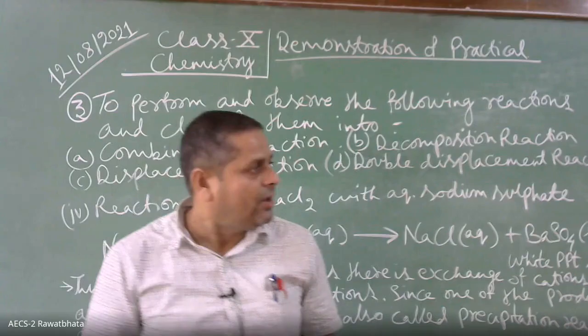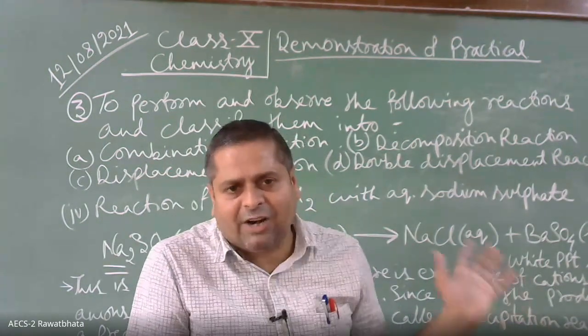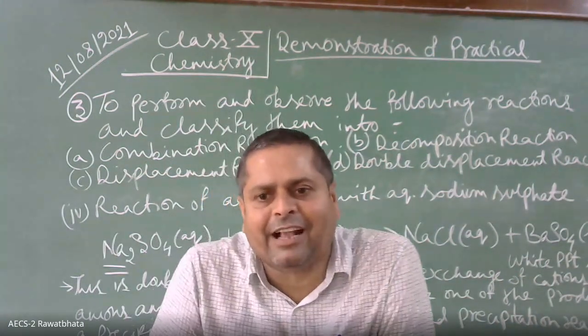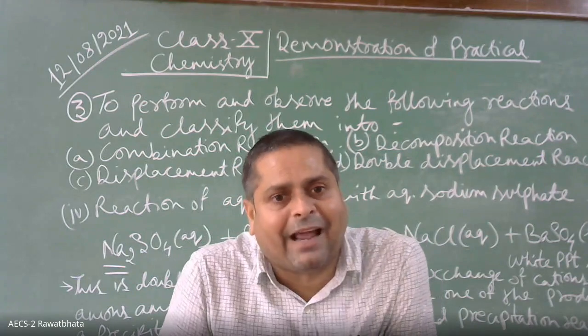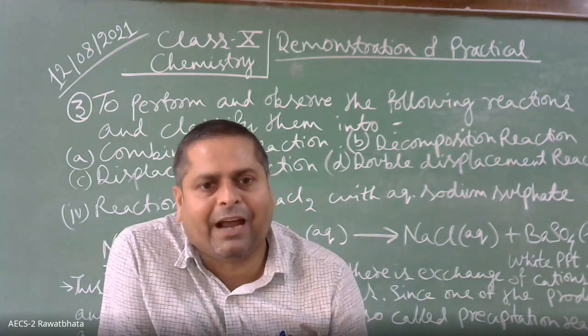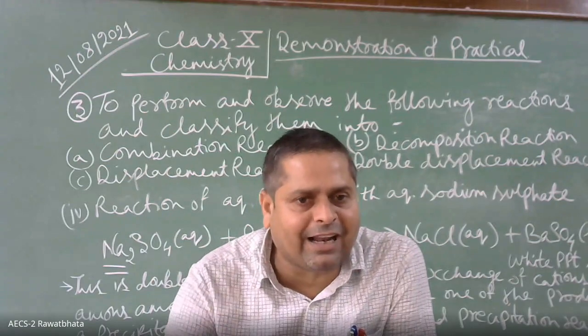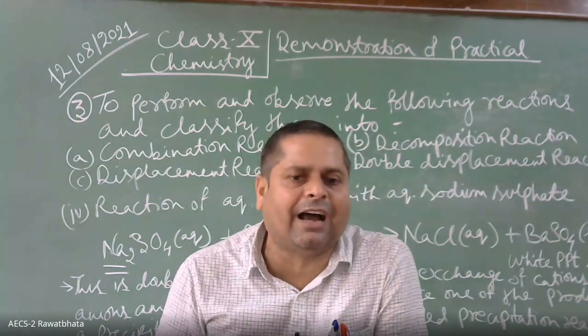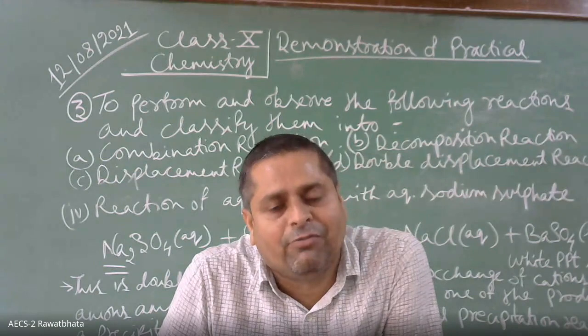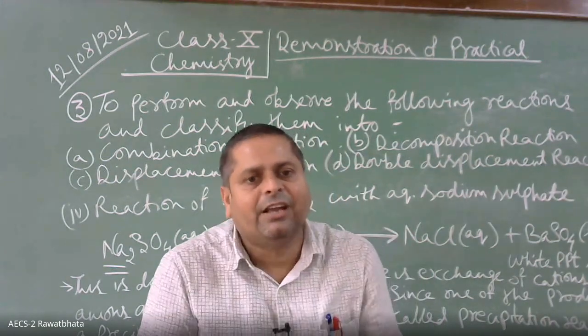Okay, children. So with this, we have finished this third practical. In the next class, we'll take up the fourth practical. What is that? We have to compare the reactivities of the metals copper, iron, zinc, and aluminium. That we will see in the next class.